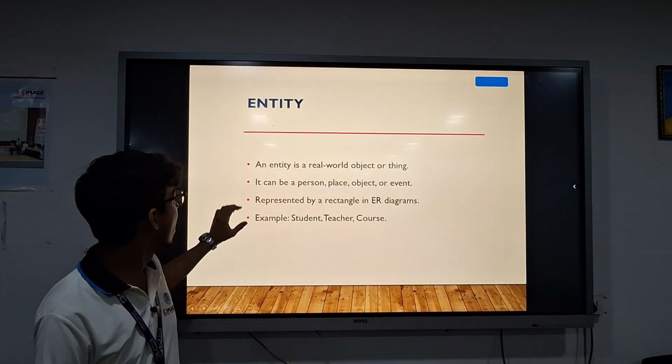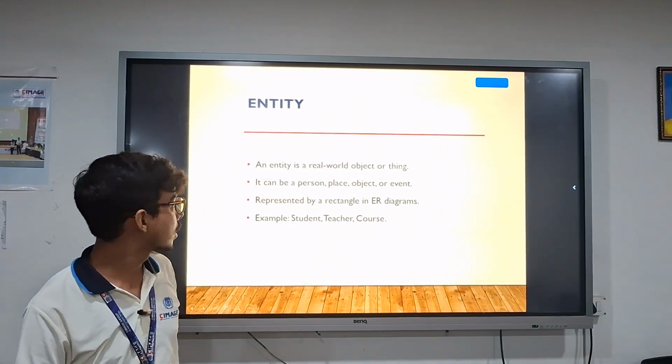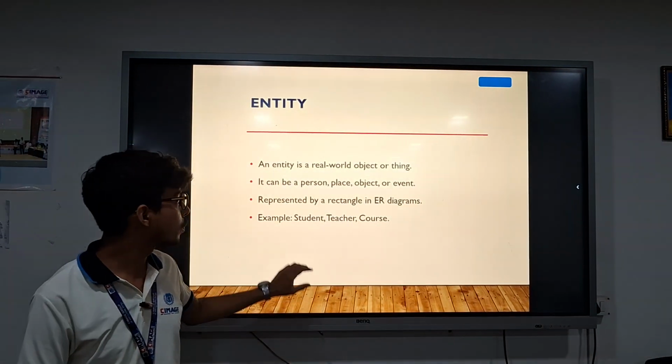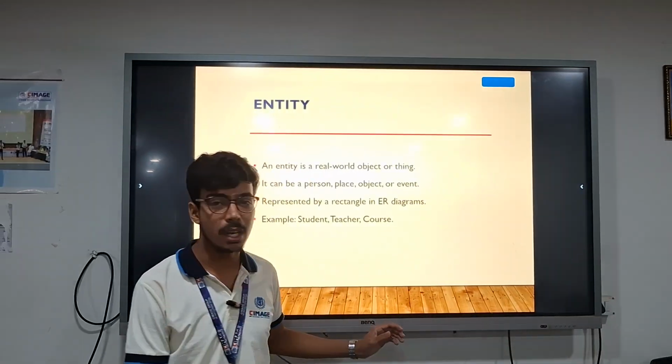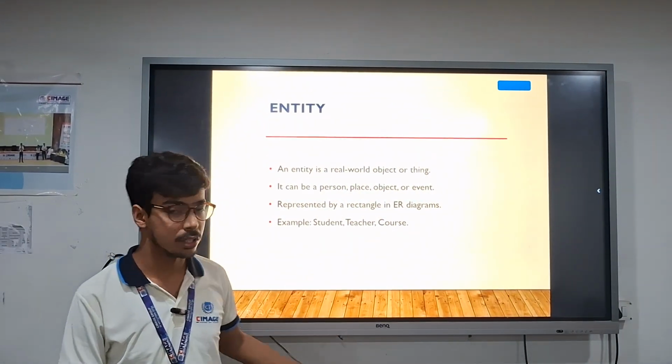First is entity. An entity is a real world object or thing. It can be a person, place, object, or event. It is represented by a rectangle in an ER diagram. For example, a student or a teacher.